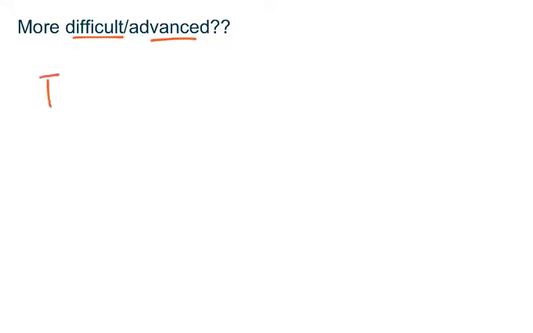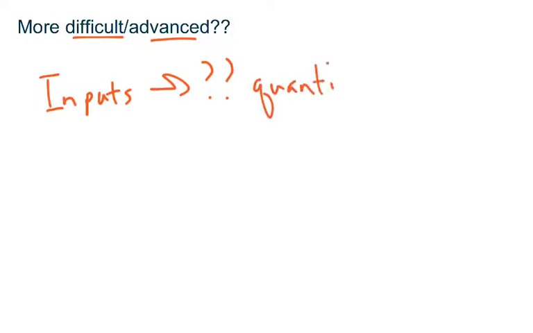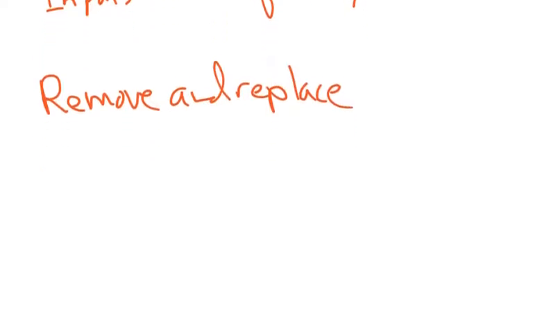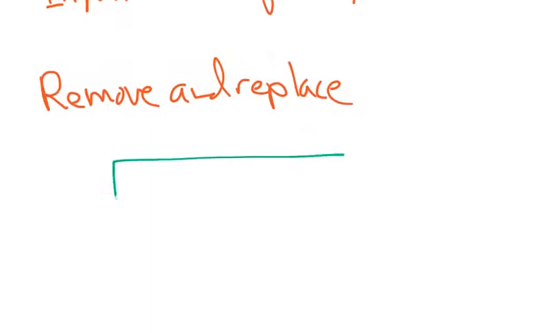One, when we look at the inputs we're going to be using, the mixture of solutions, the quantity might not be known. So an unknown quantity, meaning that we're going to have to use a trick to figure out how to set up an equation. The other thing that can make it more advanced is we might have to do a remove and replace. Now fortunately, what's going to help us is still our magic box.